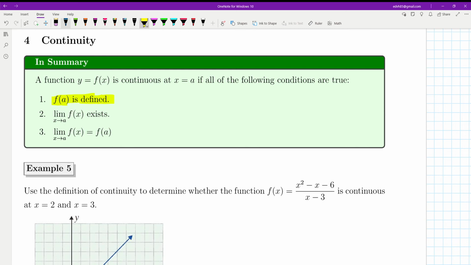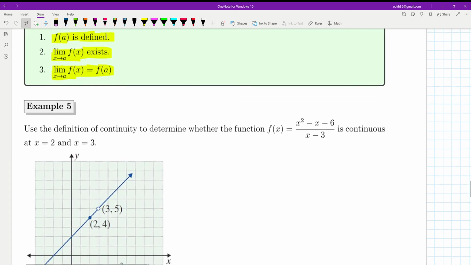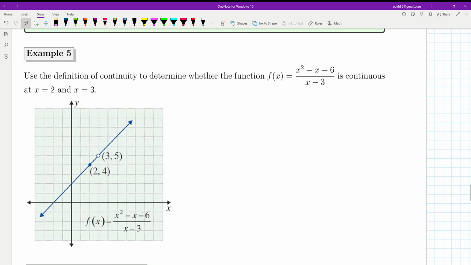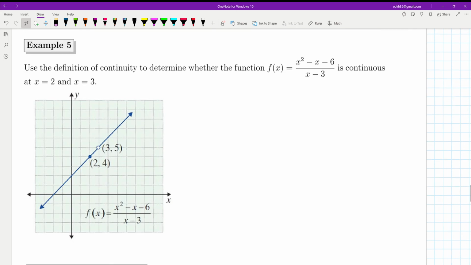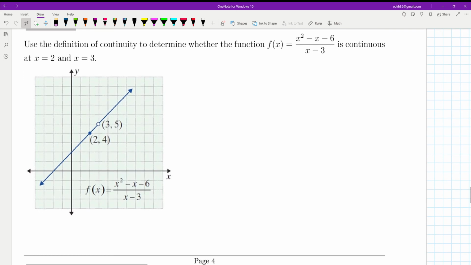And then the limit, plain vanilla limit, exists. That is, the limit from both sides of a exists. And the third condition is a consequence of the first and the second one. That is, that the limit of f of x as x approaches a is exactly f evaluated at a. And we're going to look at an example to use the definition of continuity to determine whether the function f of x equals x squared minus x minus 6 over x minus 3 is continuous at x equals 2 and at x equals 3.